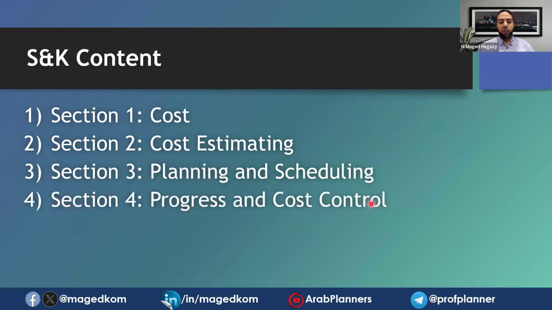Section 4 is progress and cost control. Estimation and planning are done before you start the project, then you do monitoring and progress and cost control during the construction. Here we'll also know the difference between cost engineering and accounting. For example, accounting cannot do cost control. That's why we need cost engineering: to measure the progress, do cost control, and know whether the items are profitable or not.